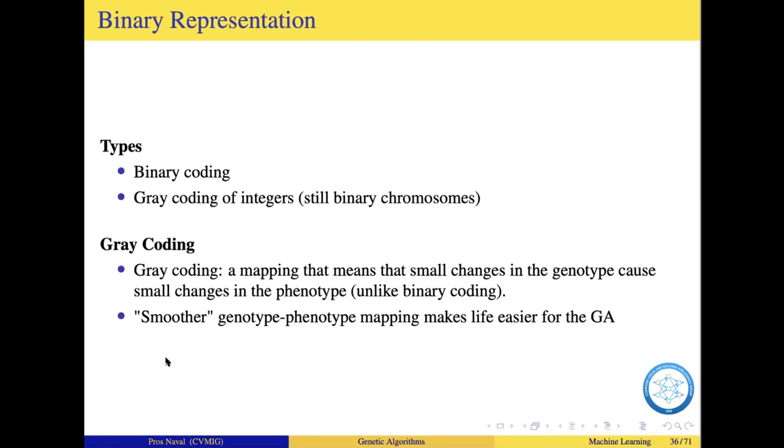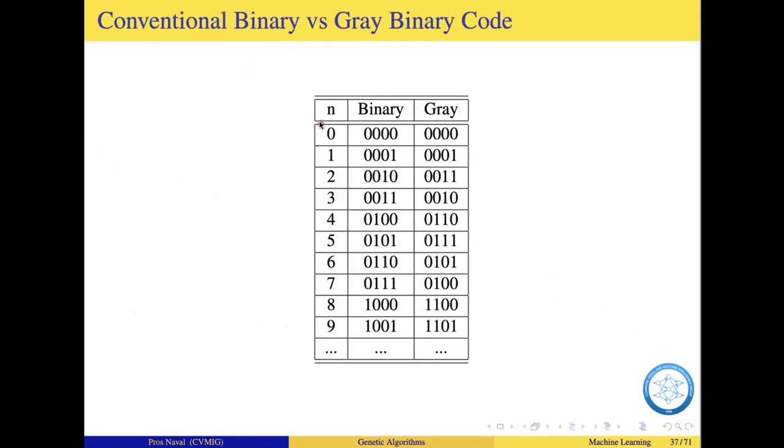So we prefer a smoother genotype-phenotype mapping. We prefer a mapping that is less abrupt in the changes, because this will result in a smoother genotype-phenotype mapping, which will make life easier for the algorithm. So this is your binary and your gray code. This is familiar to all of you.